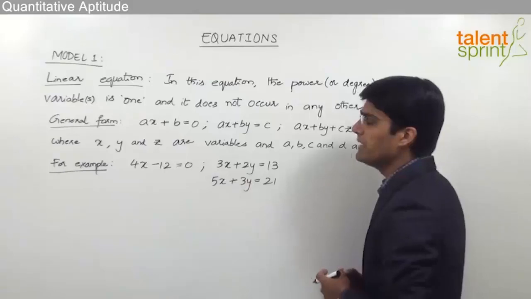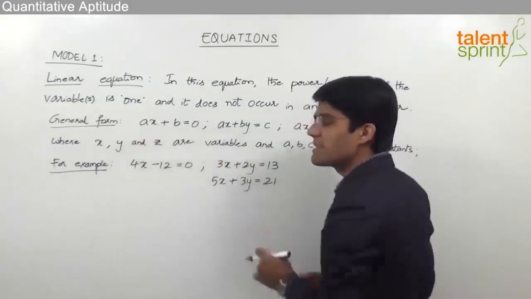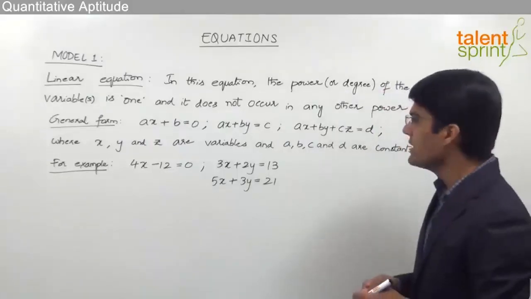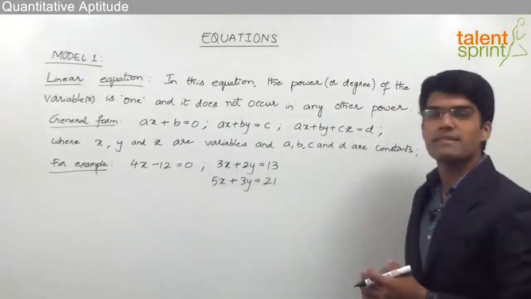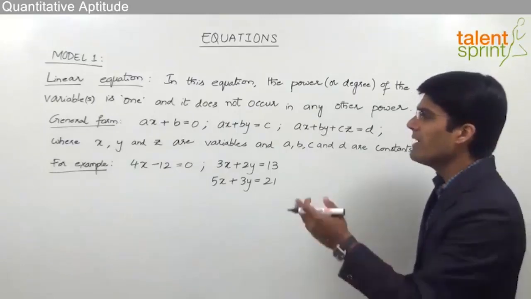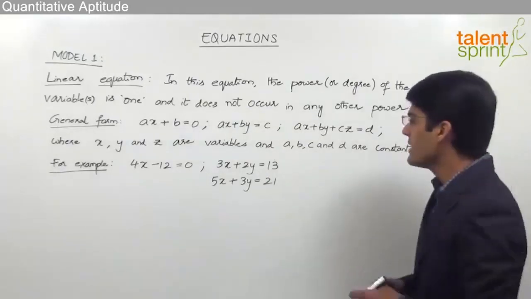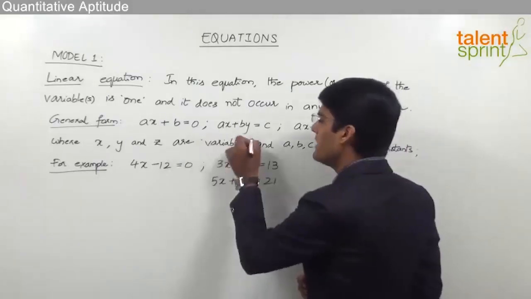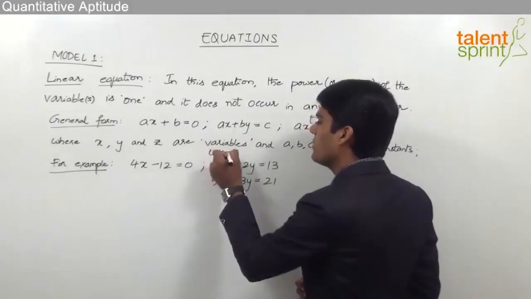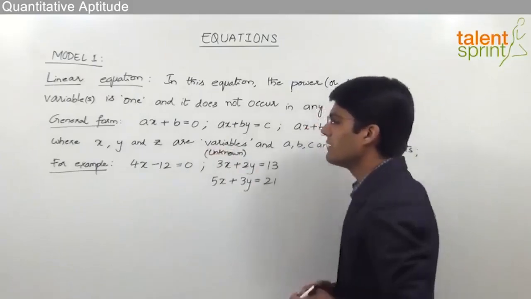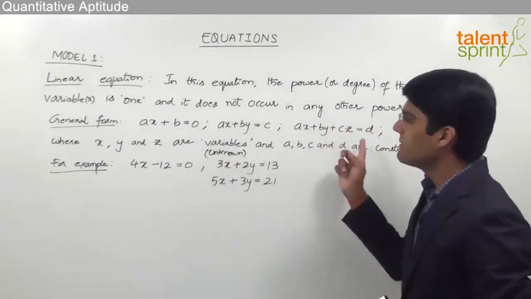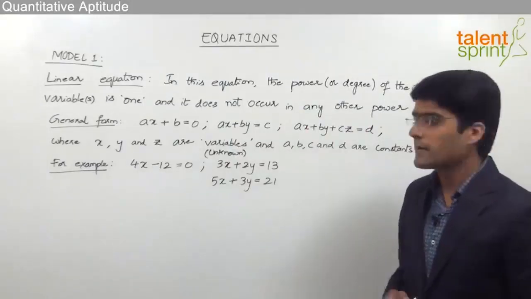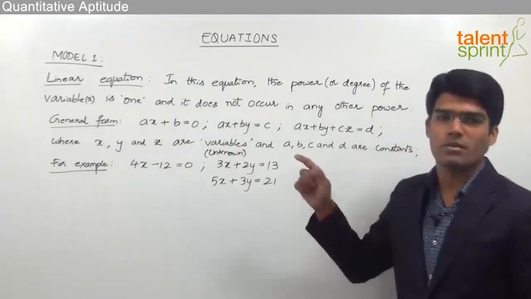The general form of a linear equation is ax plus b equal to 0, or it can be taken as ax plus by equals c, or ax plus by plus cz is equal to d, where x, y and z are the variables and a, b, c and d are the constants. Remember friends, a variable is nothing but the unknown value which has to be determined. So x, y and z that we see in these three forms are the variables or the unknowns which have to be determined, and a, b, c are the constants which are already given.